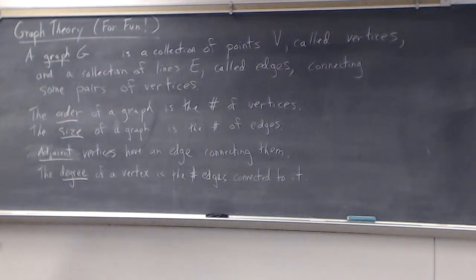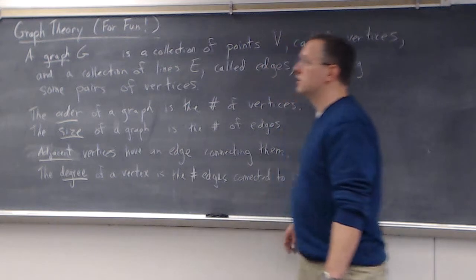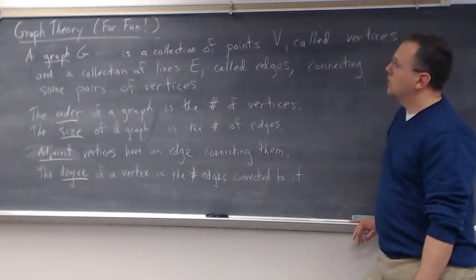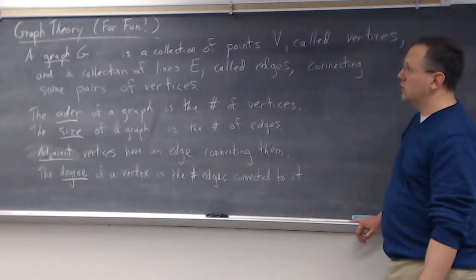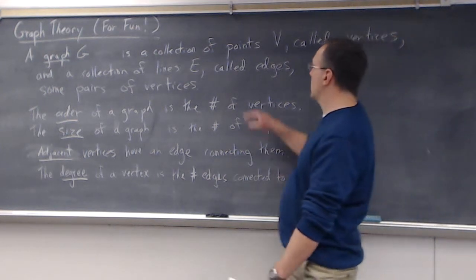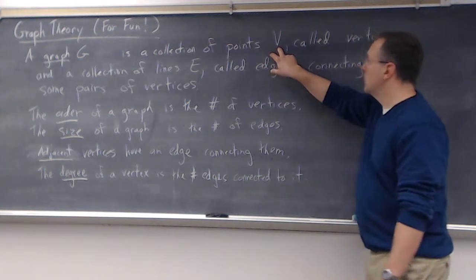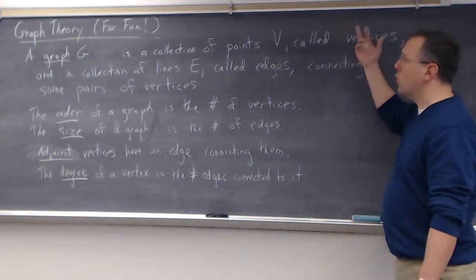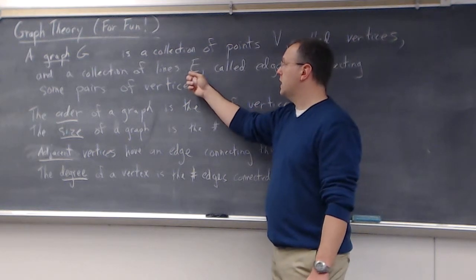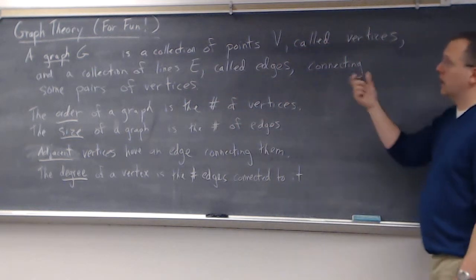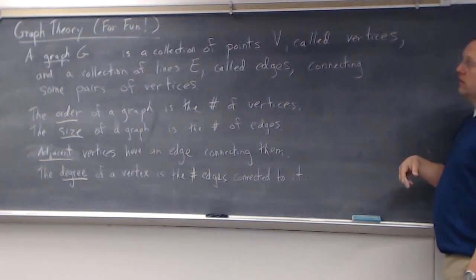Today we're going to talk about graph theory for fun. A graph, let's call it G, is a collection of points, V. V is a set of points called vertices, and a set E of edges, these lines that connect a pair of vertices.